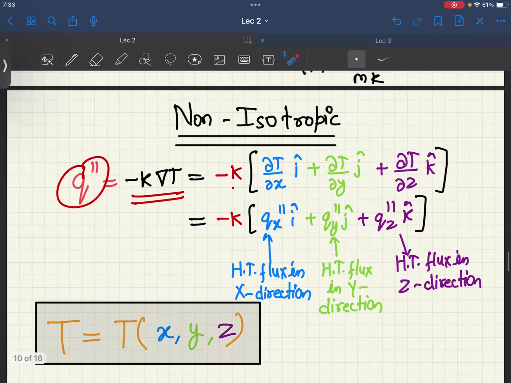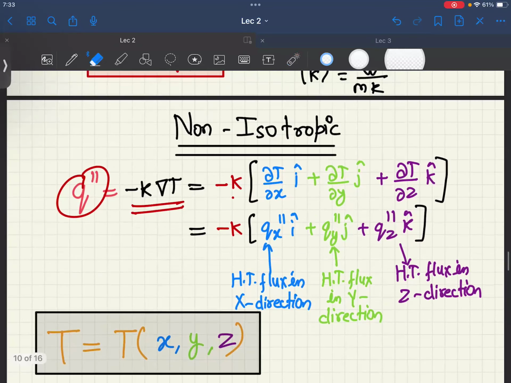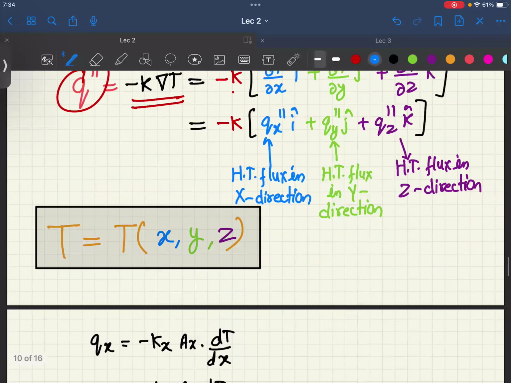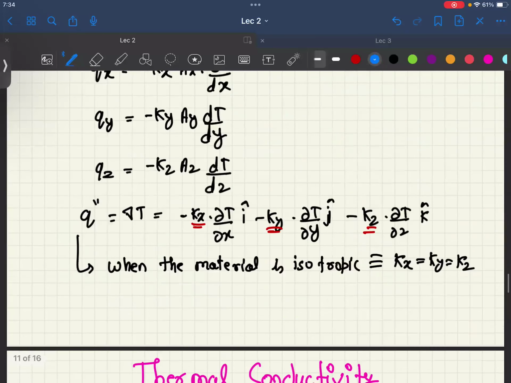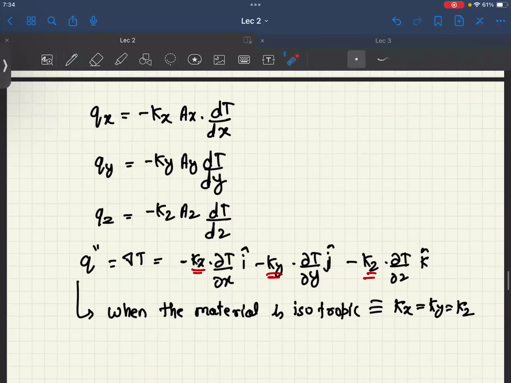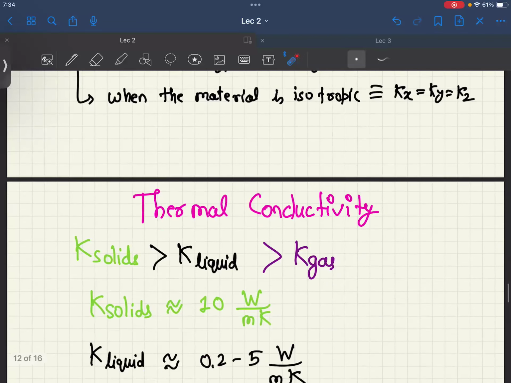This is actually an isotropic system. This is an isotropic system. Okay? For a non-isotropic system, all the cases are going to be different. Okay? Everybody understood this, right?